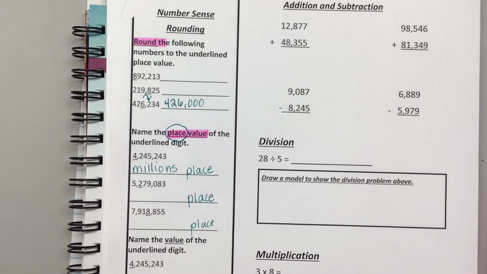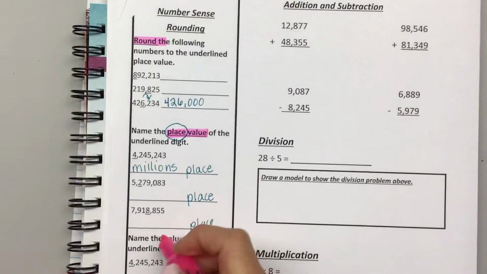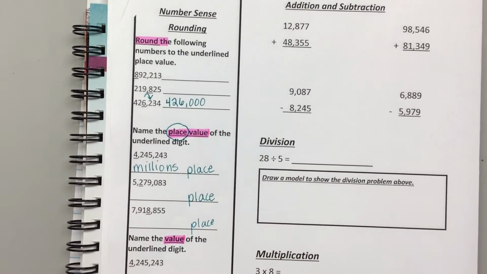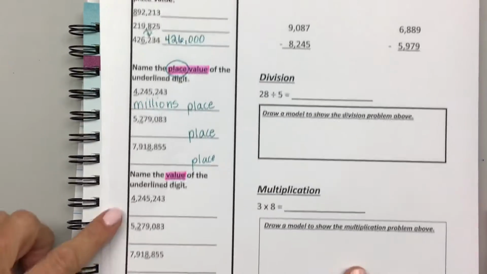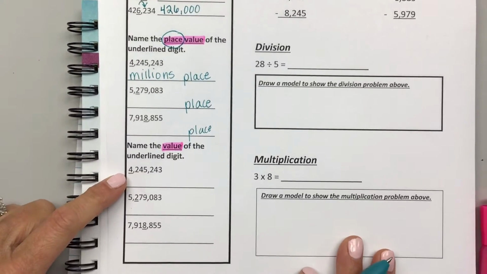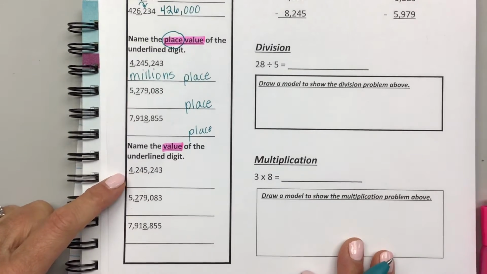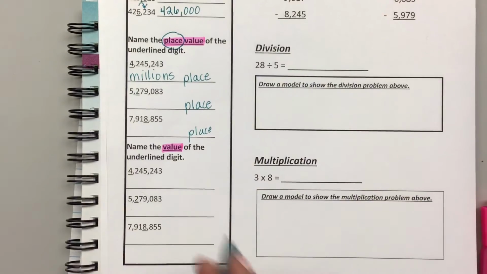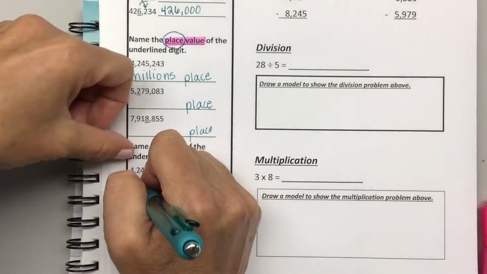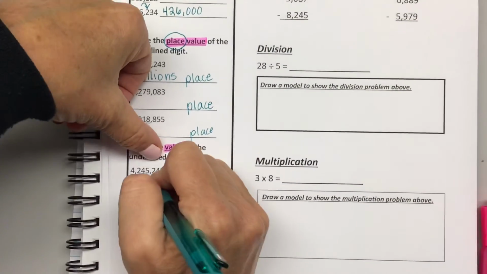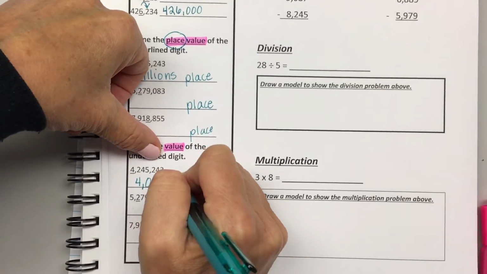Okay, and then here we're going to name the value of the underlined digit. The value is a number. What is the value of that 4? What's the value of the 4? Owen? 4 million. And so we need to put the 4, the comma, and then fill in all of the other digits with zeros.